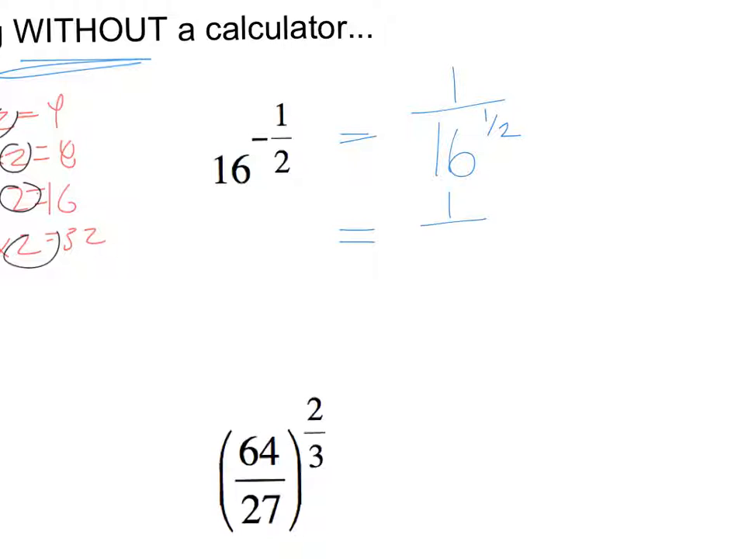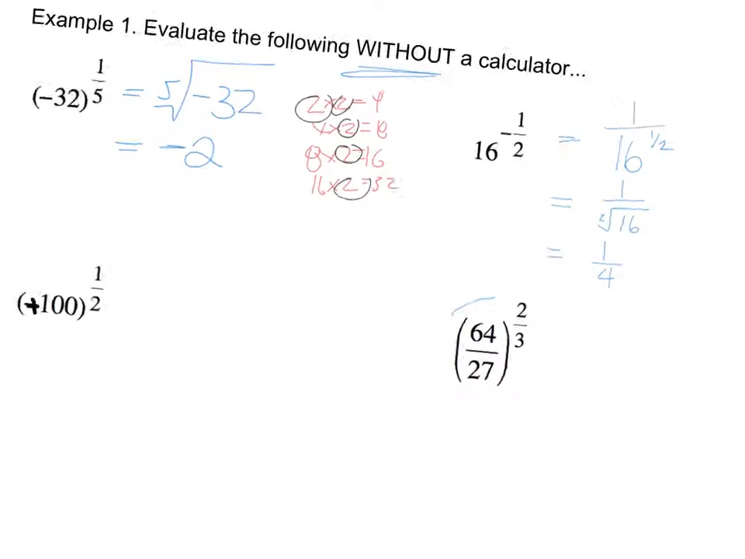Now, in my head, and I'm going to put an extra step in here, I know the exponent 1/2 is like saying the square root of 16. So 1 over the square root of 16, my answer here is going to be 1/4. And that's my final answer. All right.